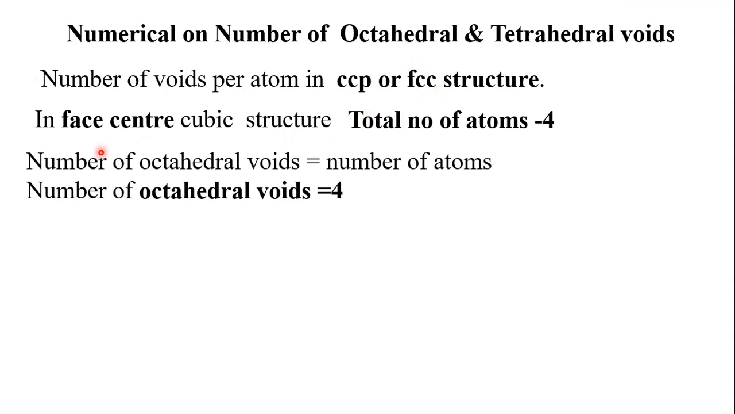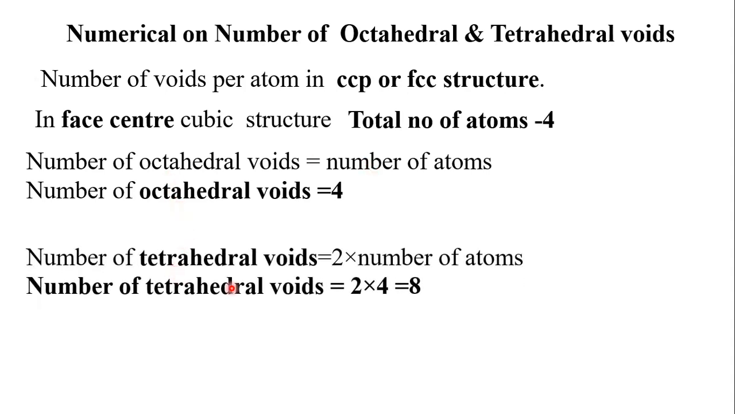Therefore here in FCC or CCP structure, number of octahedral voids is equal to 4 because the relation is what? Number of octahedral voids is equal to number of atoms. Now number of tetrahedral voids is therefore equal to 2 into 4, that is equal to 8, as the relation between atoms and tetrahedral voids is what? Tetrahedral voids is equal to 2 into number of atoms. Every atom is associated with 2 tetrahedral voids. Therefore number of tetrahedral voids in FCC or CCP is equal to 8, 2 into 4.